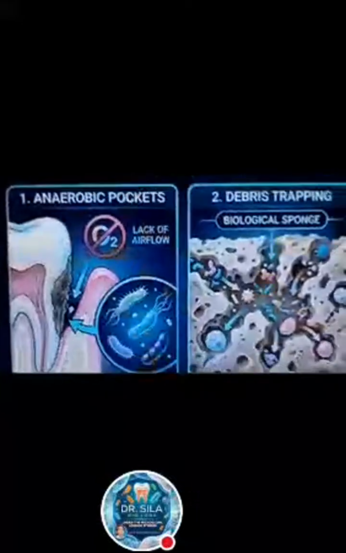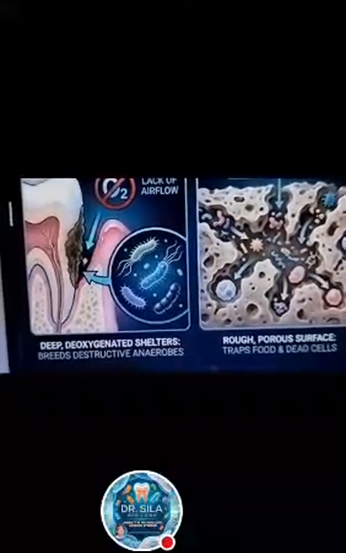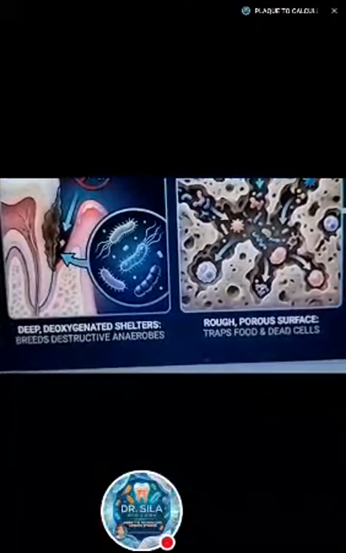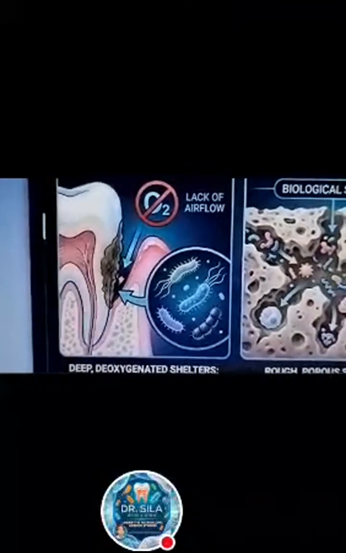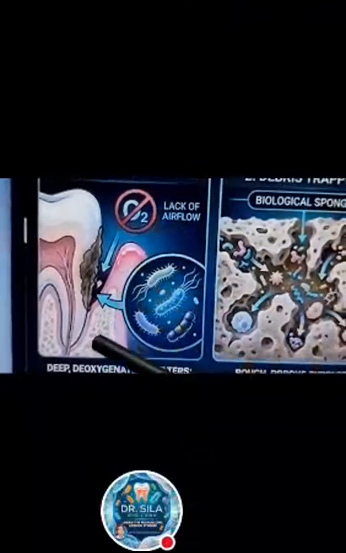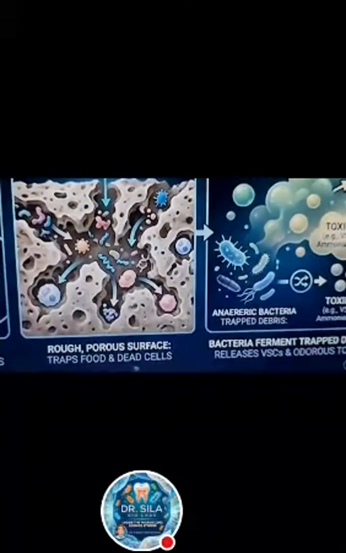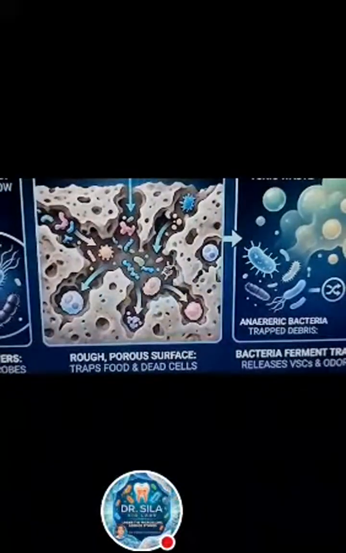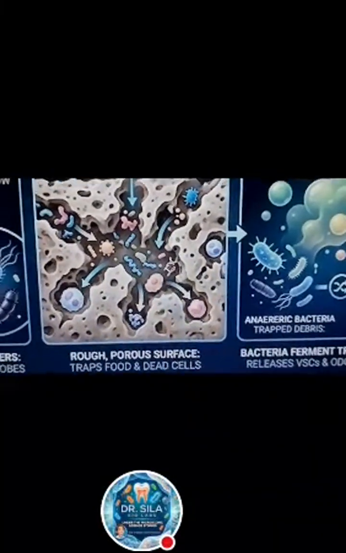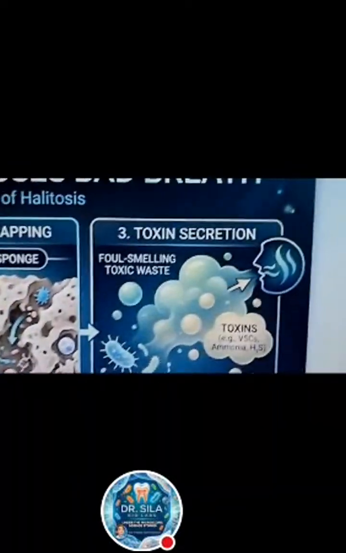First, why calculus causes bad breath. The basis of halitosis: anaerobic bacteria and lack of airflow. Deep deoxygenated shelters breed destructive anaerobes. The lack of airflow is in the periodontal pockets, you can see. Then debris trapping: it acts like a biological sponge. Its rough, porous surface traps food and dead cells.